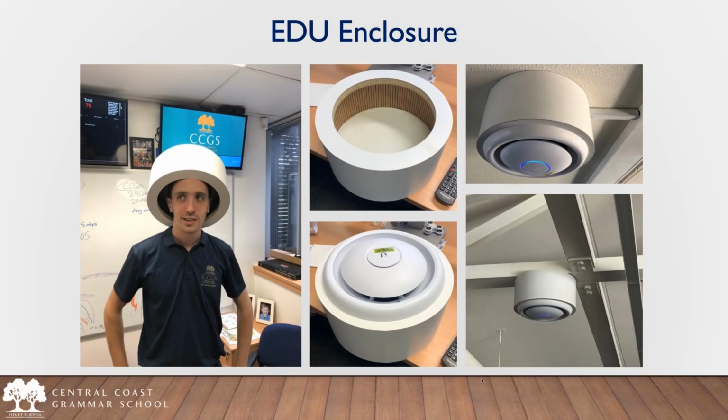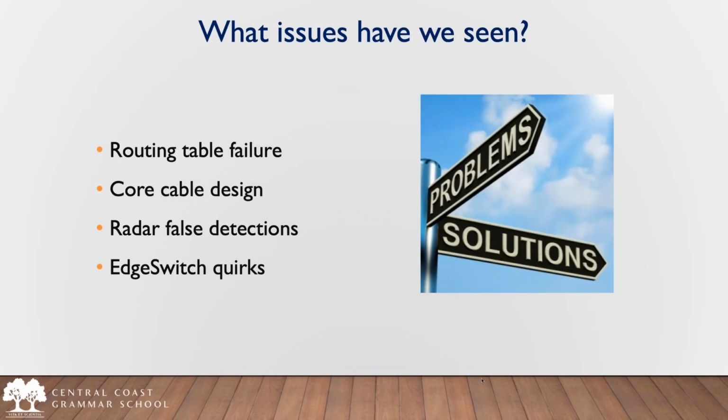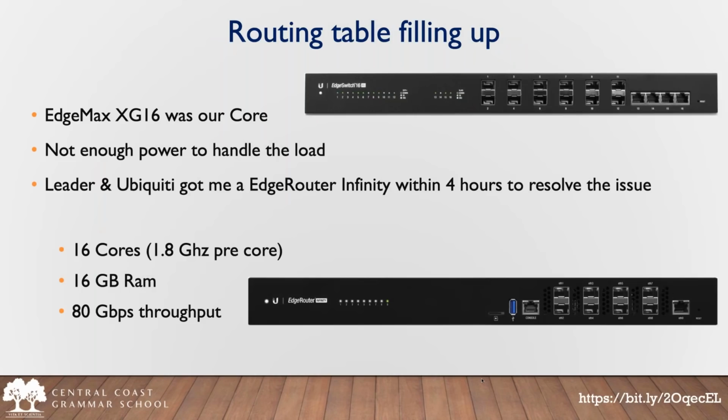Which then leads me to the few issues I've had. The first 3 issues, the last one is just some quirks I deal with. So we had a routing table failure, a core cable design that had to be redone, and radar false detections, which was the big issue I faced. So we originally had an XG16 as our core, and it just wasn't powerful enough.